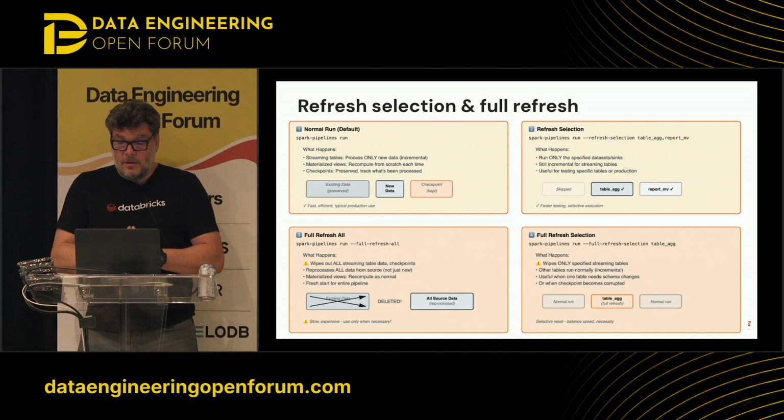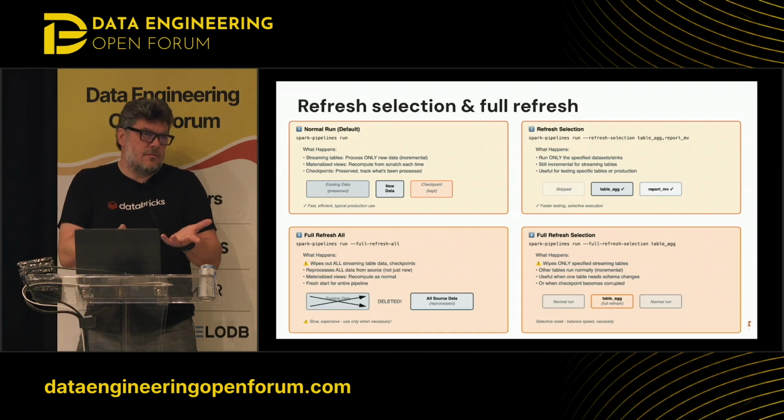Now, I want to talk about a couple more arguments that we can provide. By default, you just say spark-pipelines run, right? And that runs the entire pipeline. For streaming tables, that means it processes only new data, just like structured streaming does. For materialized views, it means it recomputes the materialized view. Checkpoints are managed for you. And existing data is preserved.